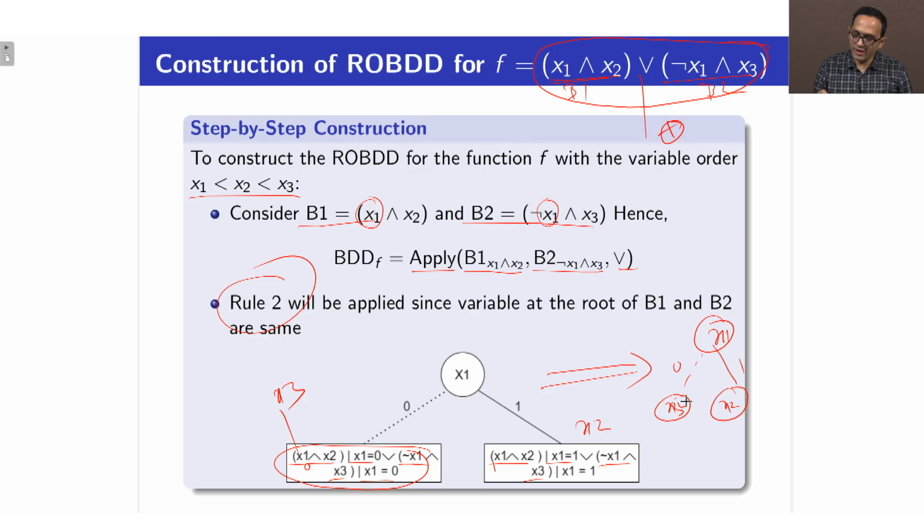Now, again I consider this x3. I can consider x3 as 2 formulas, x3 AND 1. So, this is my BDD B1, this is my BDD B2, and I can apply the same rule. Similarly, for x2 I can consider x2 equal to x2 AND 1.